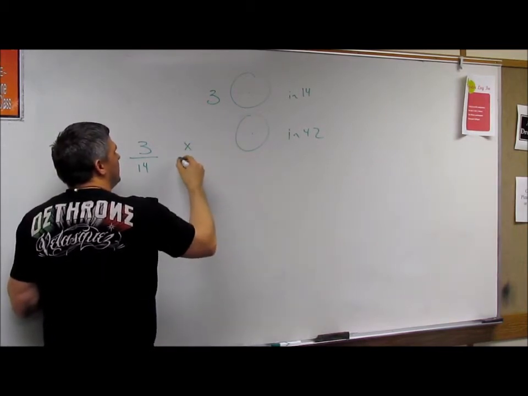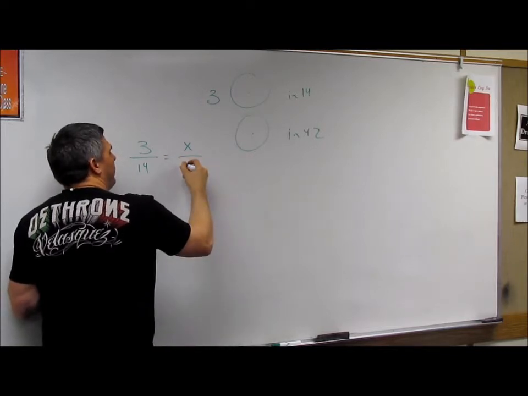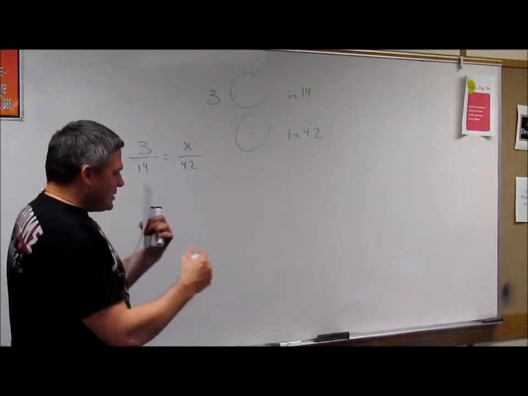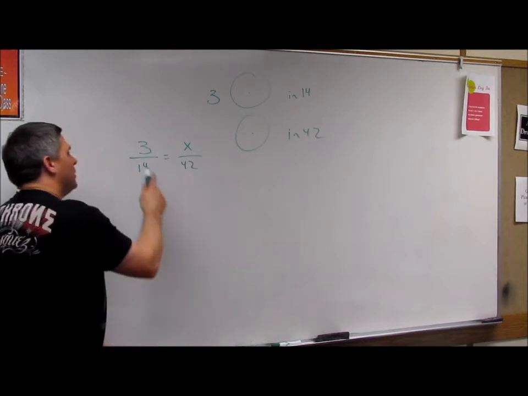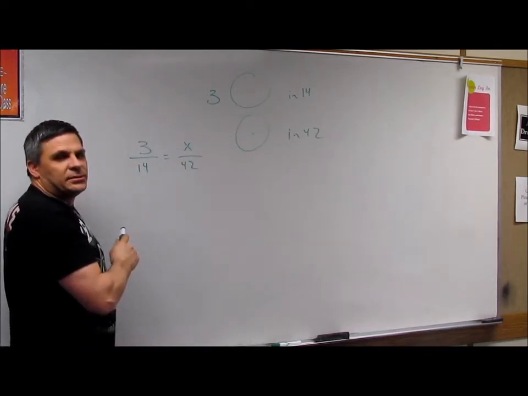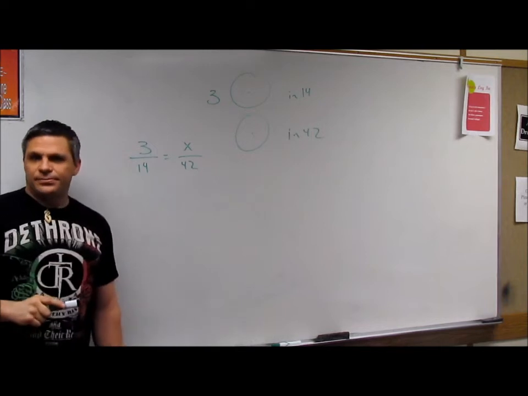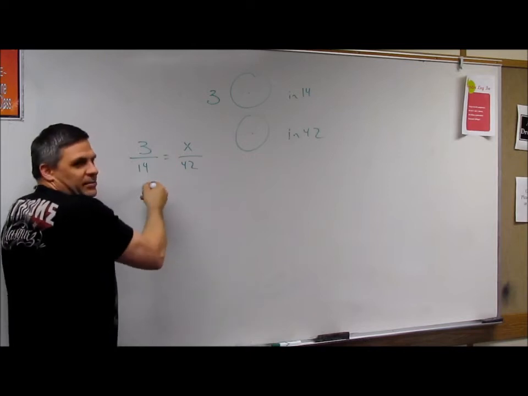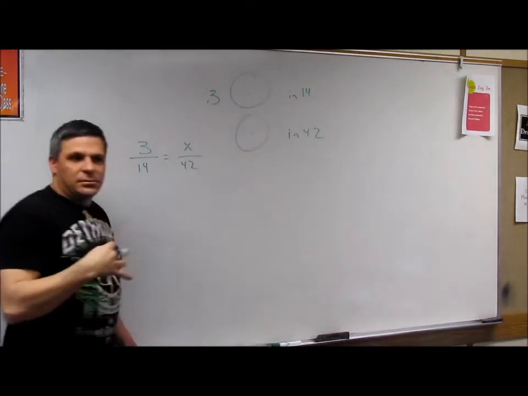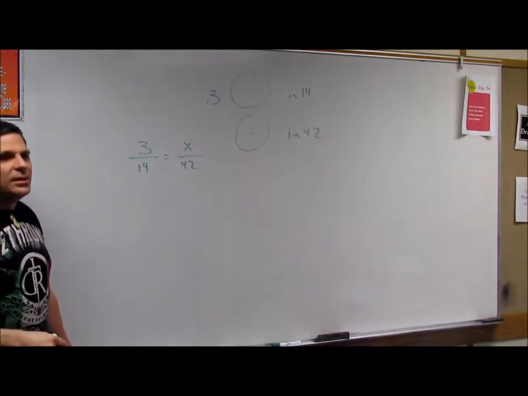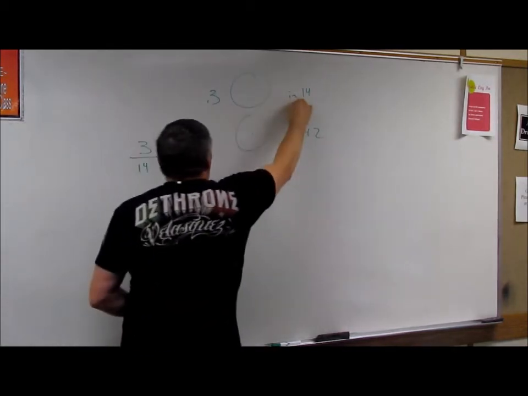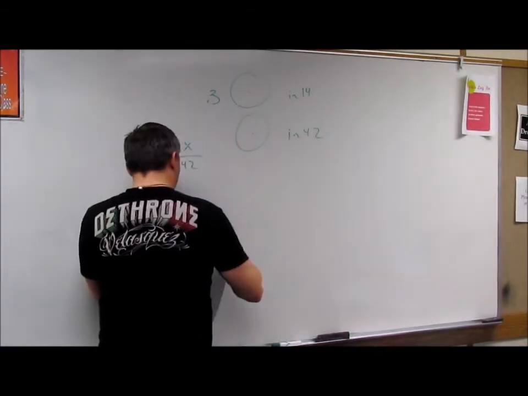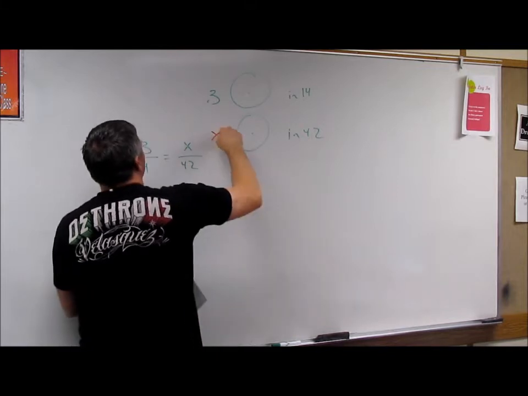How many pizzas in 42 minutes? So it's kind of crucial that you put pizzas to pizzas and minutes to minutes. The pizzas are in the same area of the number as the minutes. So you're doing 3 over 14, X over 42.